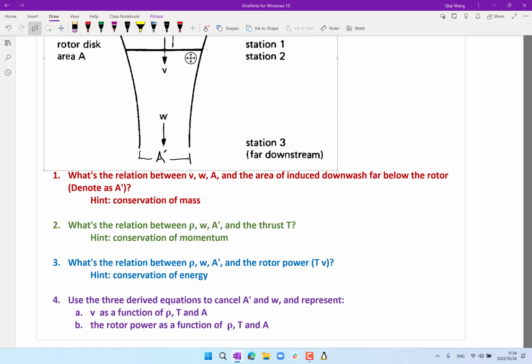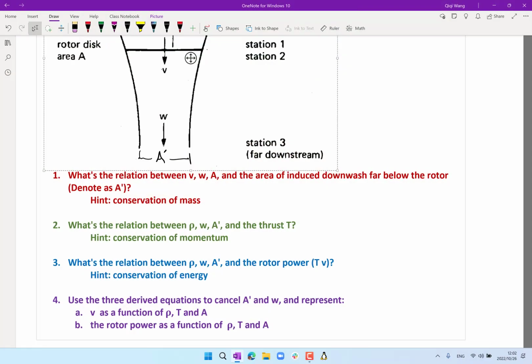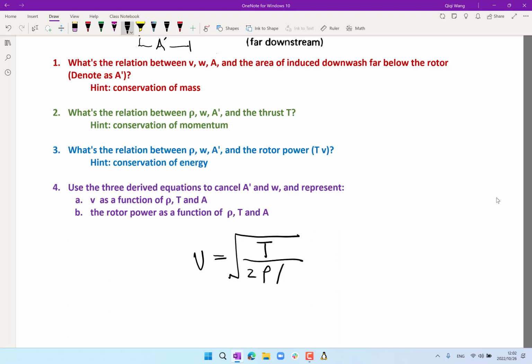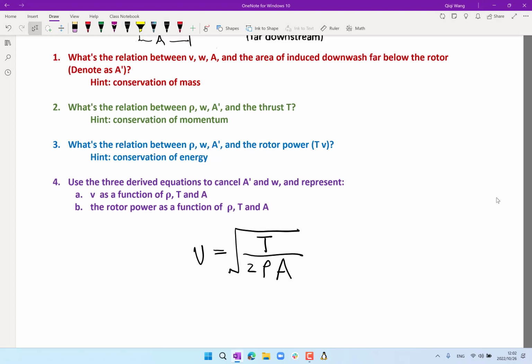One second. So what is the control volume? I think most of the class got it. Most of the class got it, right? So V is going to be, can somebody tell me, square root of what? T over 2 rho A, right? Okay. And the power, which can be said as TV, is equal to, well, basically I make a cube on the T, right? Because that's multiplied by an additional T. So T cubed over 2 rho A, square rooted. That's the power.